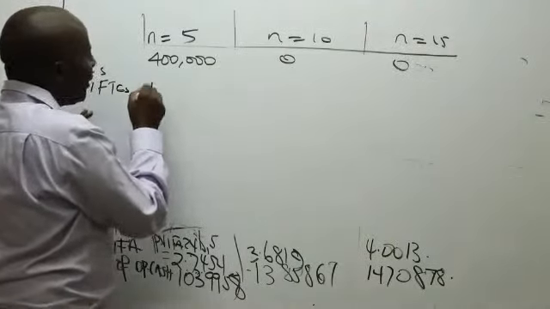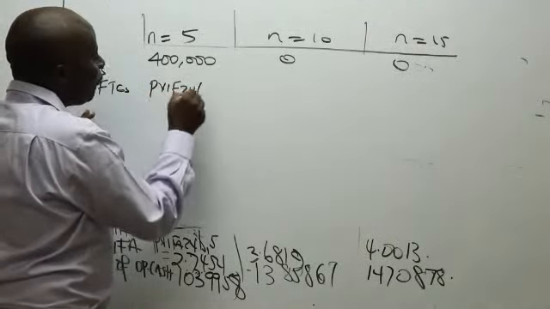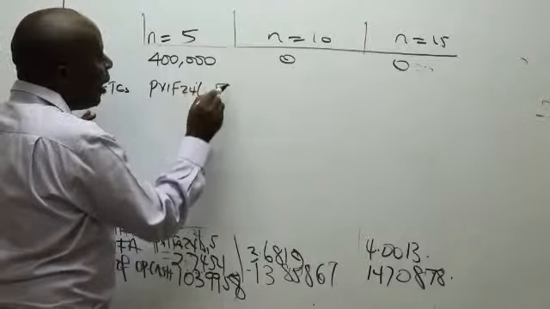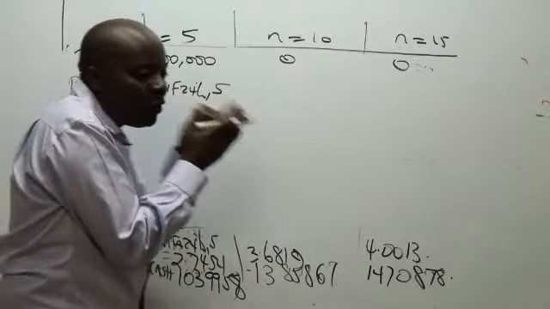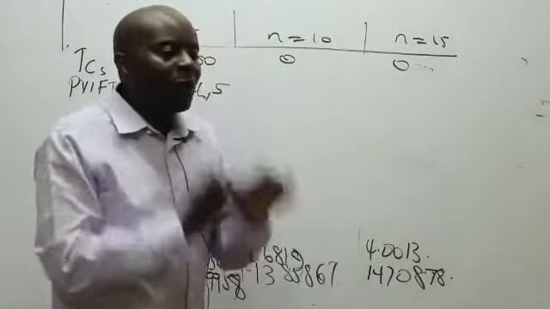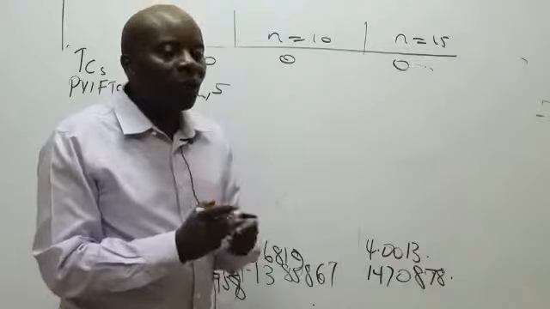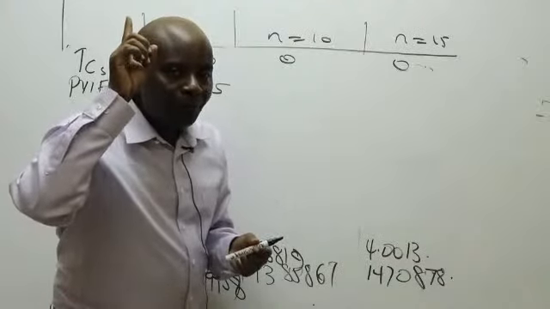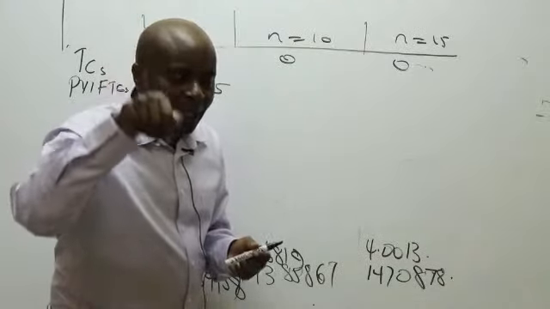Remember here, the PVIF will be PVIF 24%, N is 5. Here we are not going to use PVIFA because the 400,000 is not a repetitive figure. The 400,000 will only come to us one-off at the end of year 5.